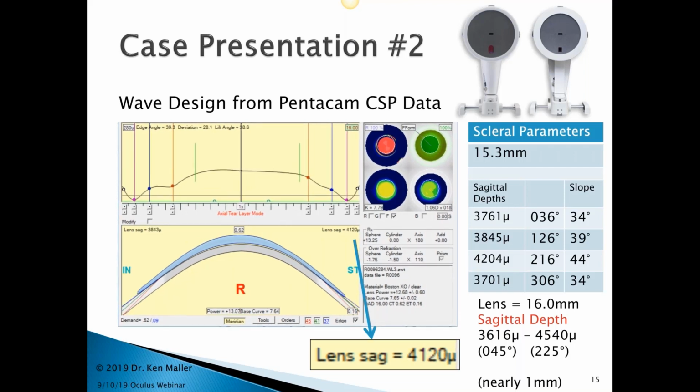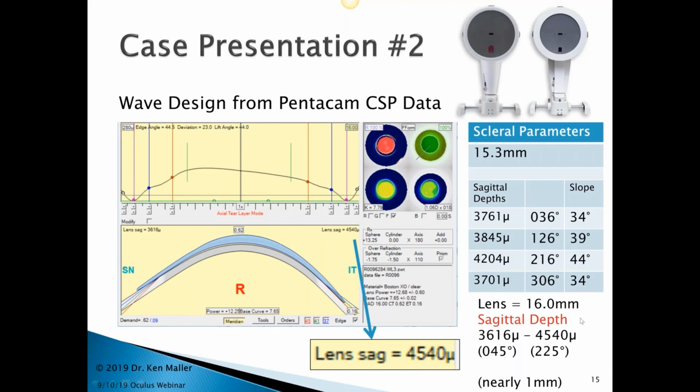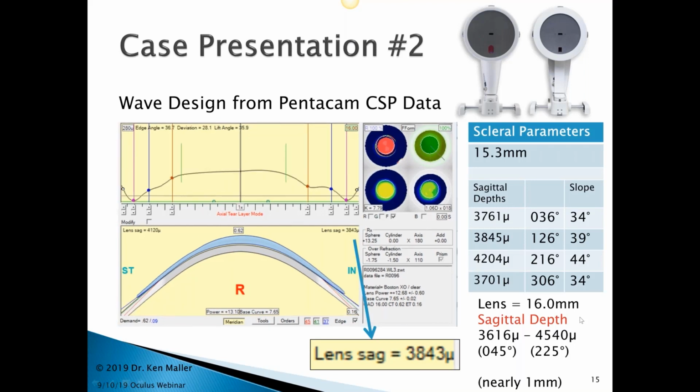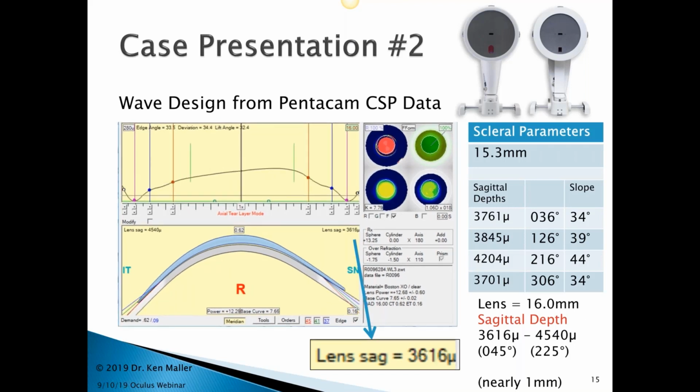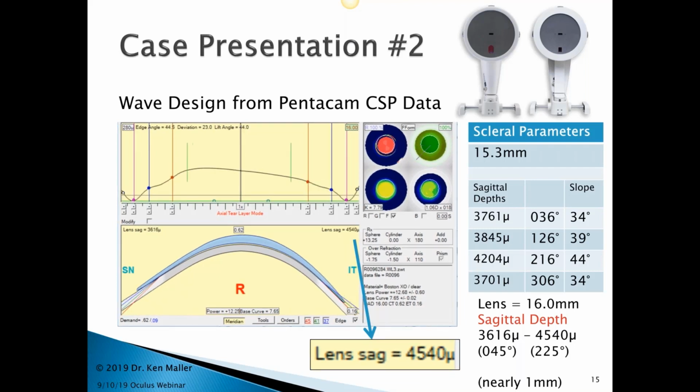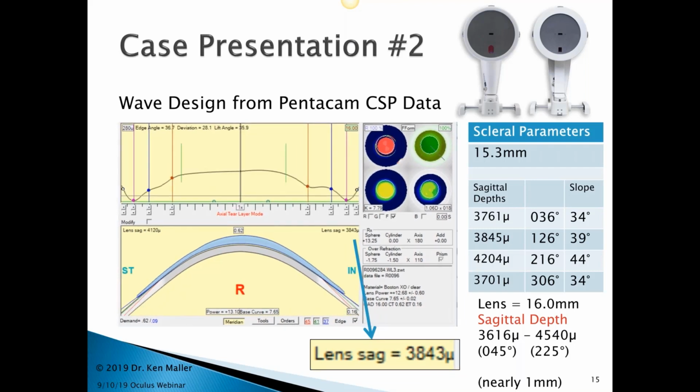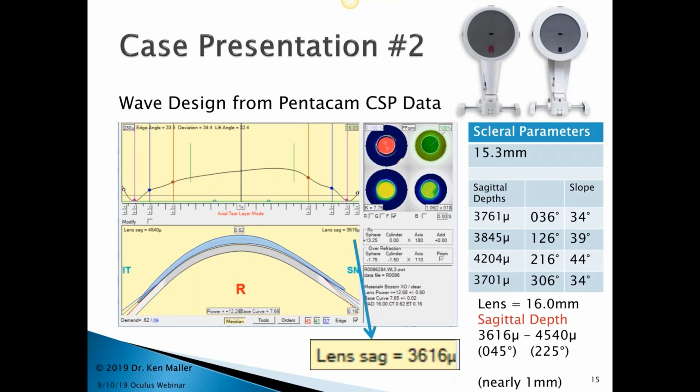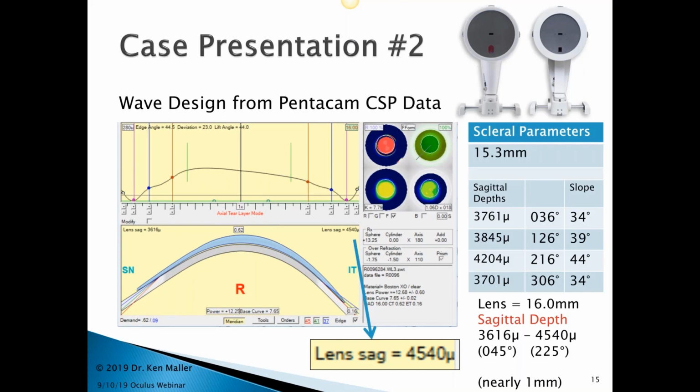The other thing also is that even if you were to try and do a toric periphery, once again, you're going to have this asymmetry come up and really get in the way. And I suspect that's exactly why he had such problems dealing with the scleral lens or the multiple scleral lens attempts that were tried prior to him coming to see me.